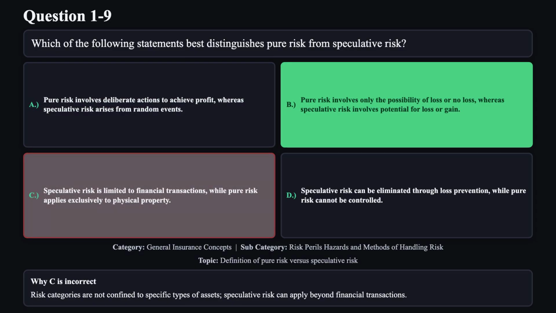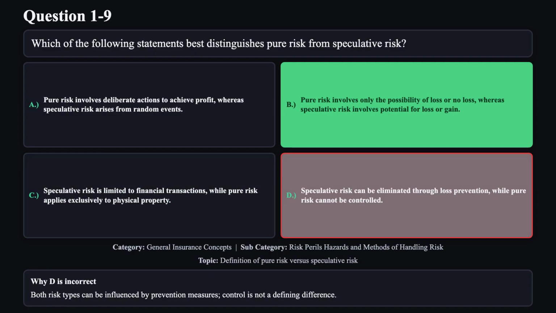Reason C is not correct. Risk categories are not confined to specific types of assets. Speculative risk can apply beyond financial transactions. Reason D is not correct. Both risk types can be influenced by prevention measures. Control is not a defining difference.